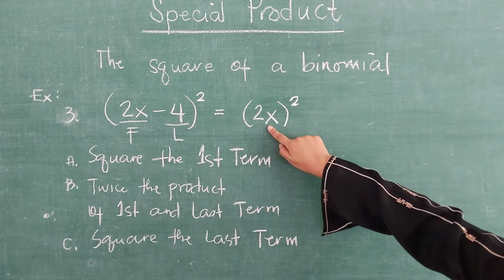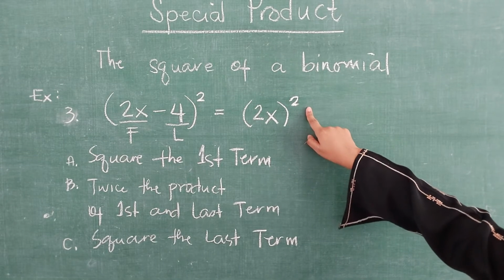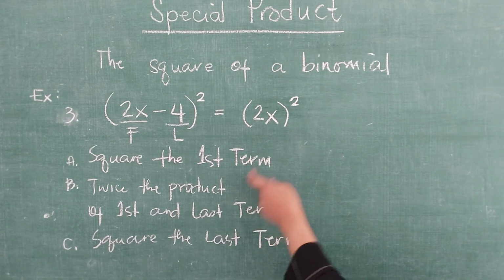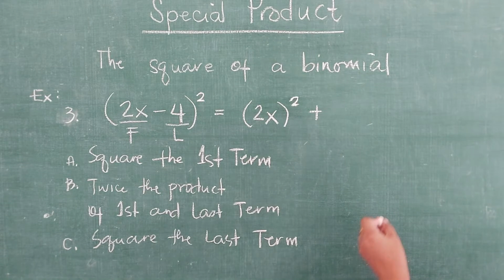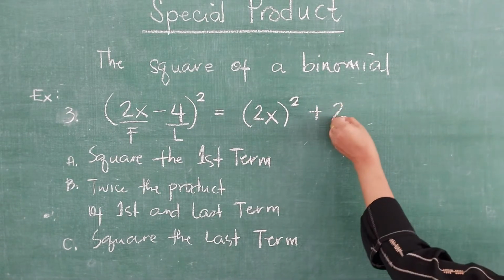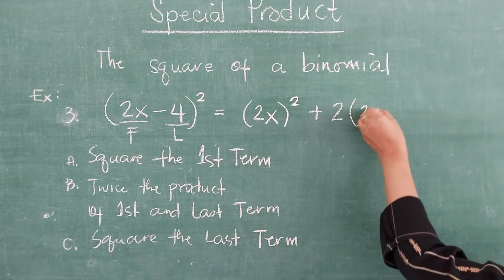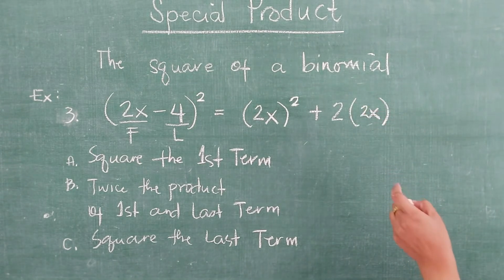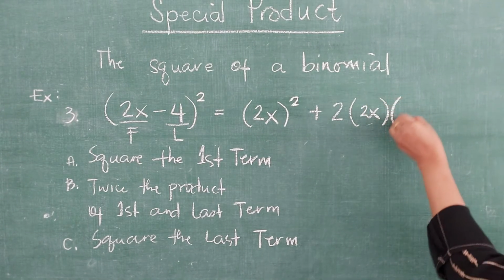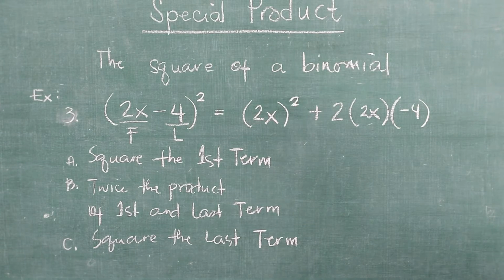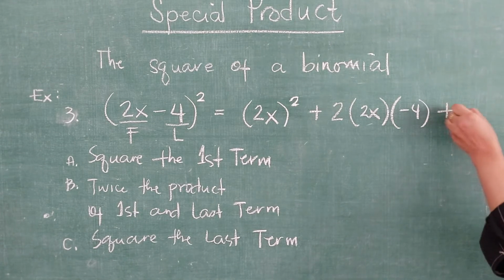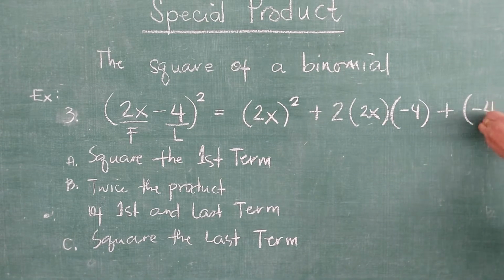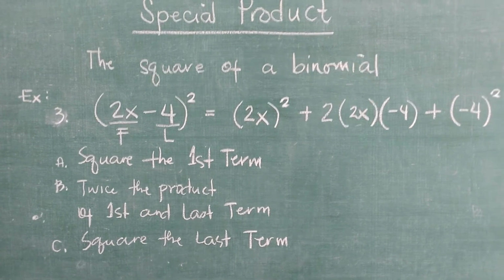So, 2x quantity squared. Next, for the step 2, twice the product of the first term, 2x, and the last term. So, ang last term natin ay negative 4. Okay, for the last step, square the last term. Square the last term. So, ang last term natin ay negative 4.